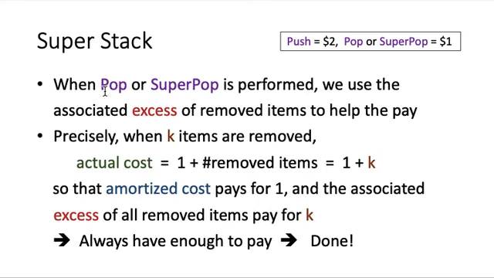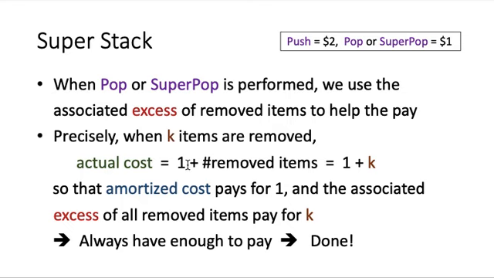Now, consider what happens when pop or super pop is performed. When pop or super pop is performed, we are going to use the associated excess of this $1 for each removed item to pay for the removal of this item from the stack. So precisely, during a pop or super pop operation, suppose that there are k items being removed.